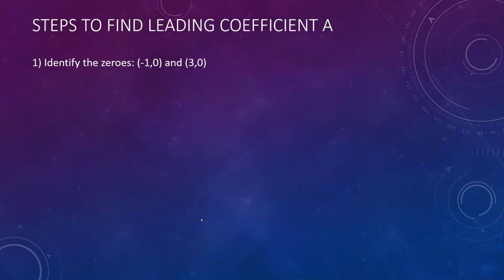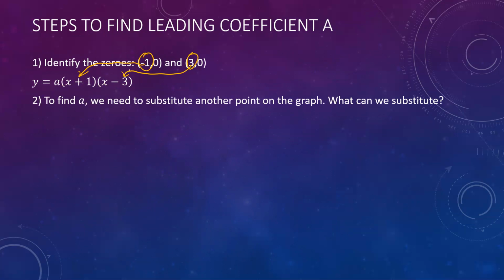Now that we know what the zeros are, -1 and 3, remember when we put them into the factor form, we simply remember to switch the sign. So the equation is a times x plus 1, and then it's going to be x minus 3, right? So we're subtracting off the x-intercept there. To find the leading coefficient A, we simply have to sub in another point on the graph.